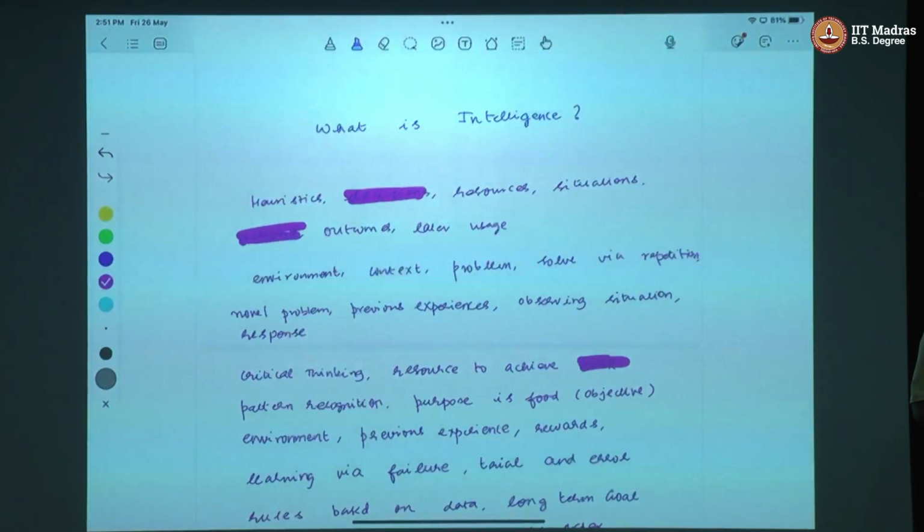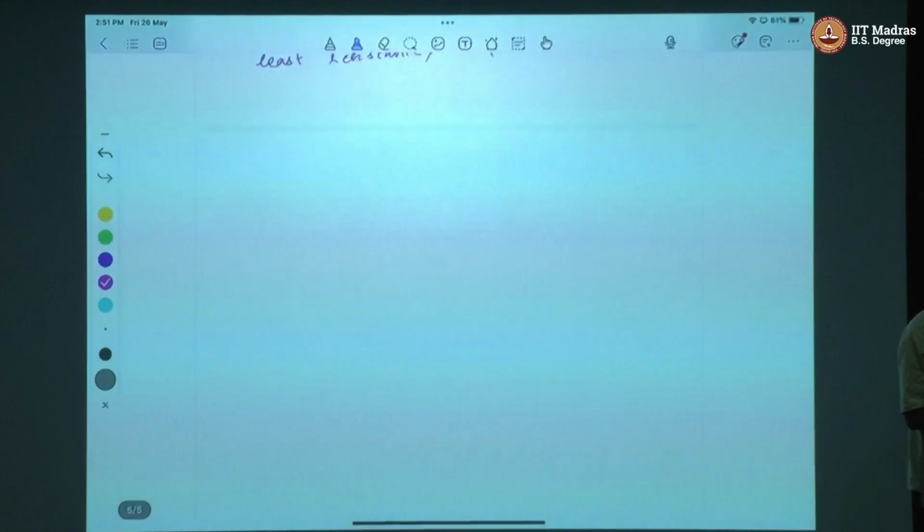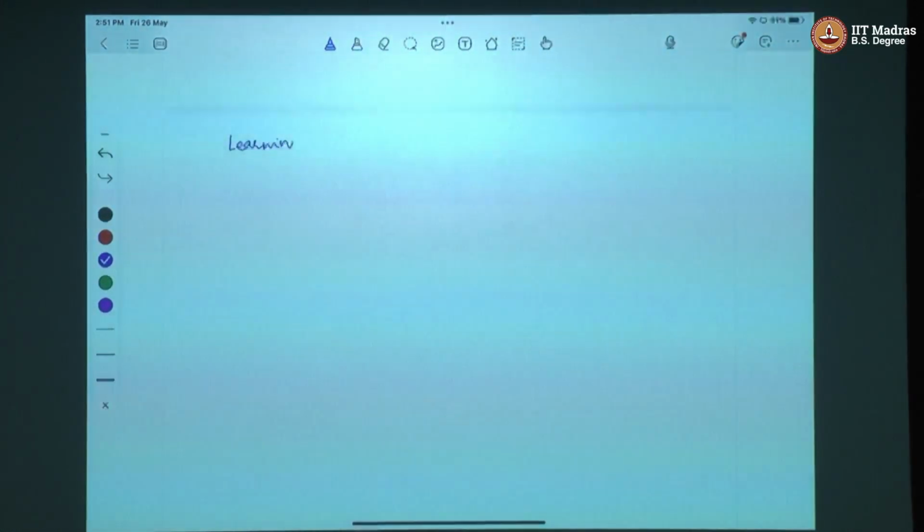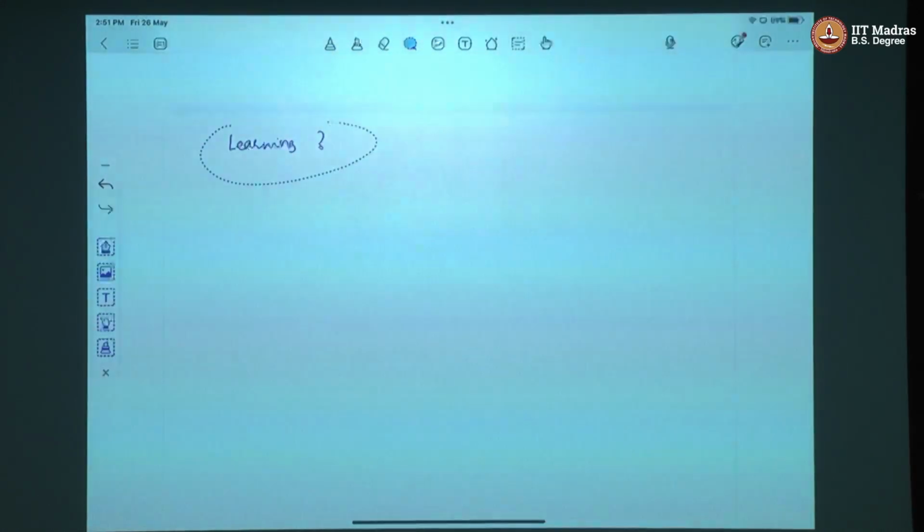Okay, now I am going to ask only one extra question. Where does this concept of learning come from? This is something that we should also understand. So why do you want learning?